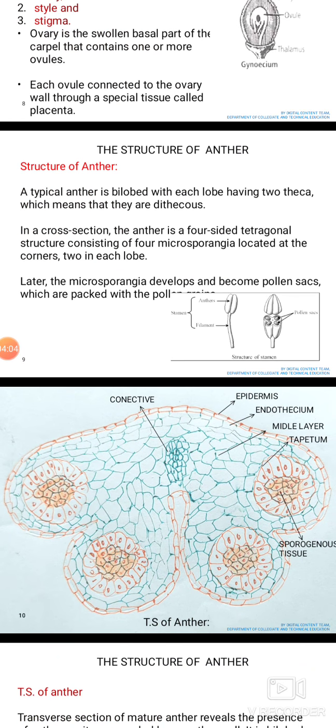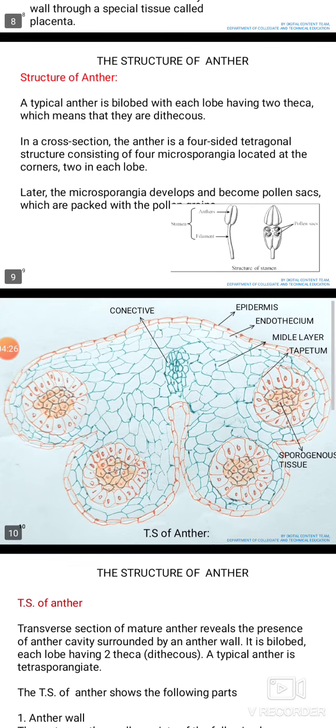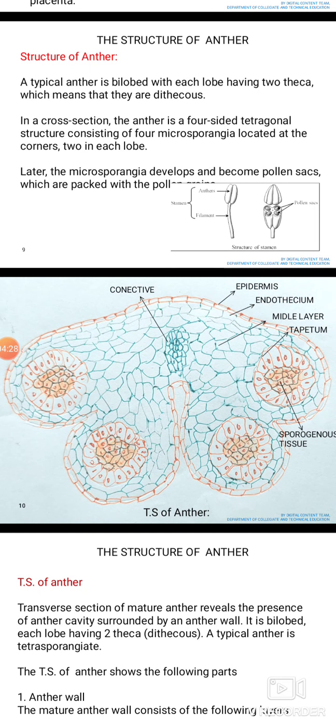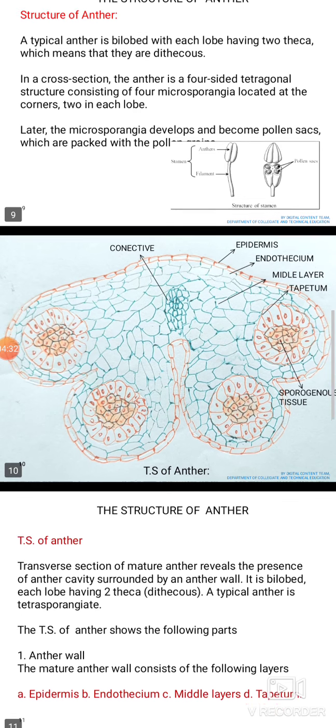This is a TS of anther showing the different parts, namely the outermost epidermis, below epidermis is endothecium, and below that is middle layers, and inner to the middle layer is the tapetum, which is a fertile layer, and inner to that, in a young anther, we come across the sporogenous tissue. TS of anther. The transverse section shows the following.